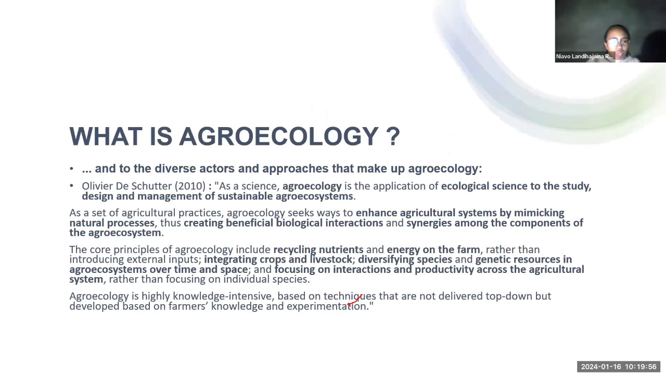The core principles of agroecology include recycling nutrients and energy on the farm rather than introducing external inputs, integrating crops and livestock, diversifying species and genetic resources in the ecosystem over time and space, and focusing on interactions and productivity across the agricultural system rather than focusing on individual species. That's the main definition of agroecology that we need to remember.